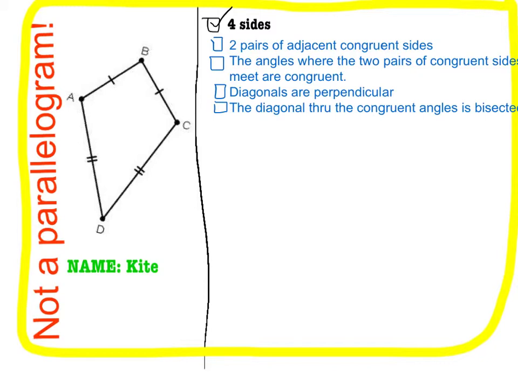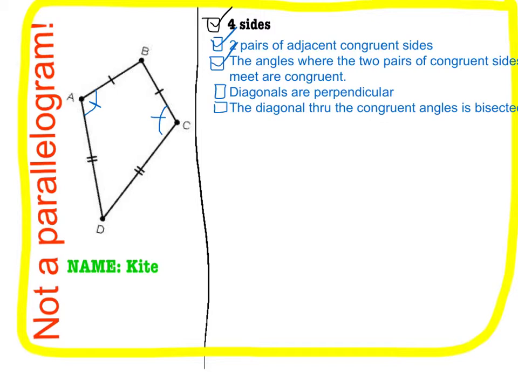Okay, so let's go ahead and draw that. 2 pairs of adjacent congruent sides is shown here. The top 2 and the bottom 2 are adjacent, right next to each other. The angles where the 2 pairs of congruent sides meet are congruent. So what they're saying is where this congruent side meets the other congruent side, this angle is congruent to this angle. That's what that third criteria is saying.